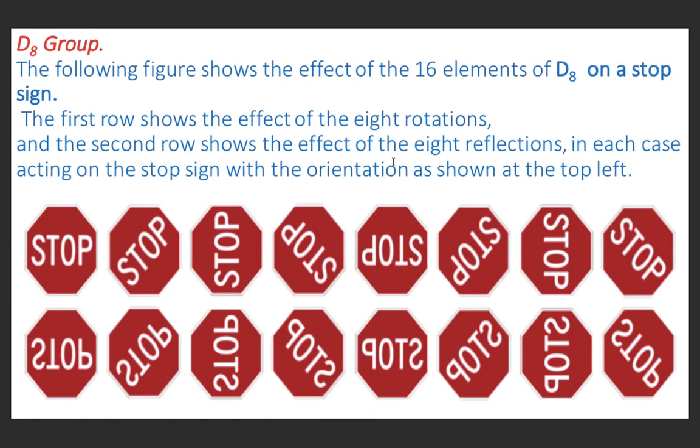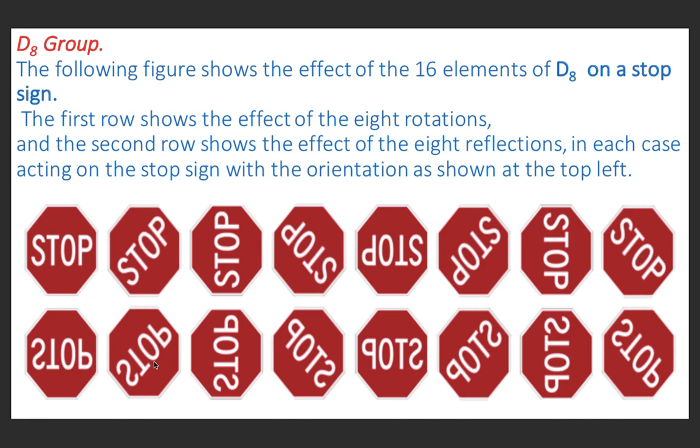So this is the D8 group. The following figure shows the effect of the 16 elements of D8 on the stop sign. The first row shows the effect of 8 rotations. So if we rotate, this is the shape obtained by rotation. If we rotate it anti-clockwise, then we will get this shape, this shape, this shape. If we keep rotating, these are the shapes obtained by 8 rotations.